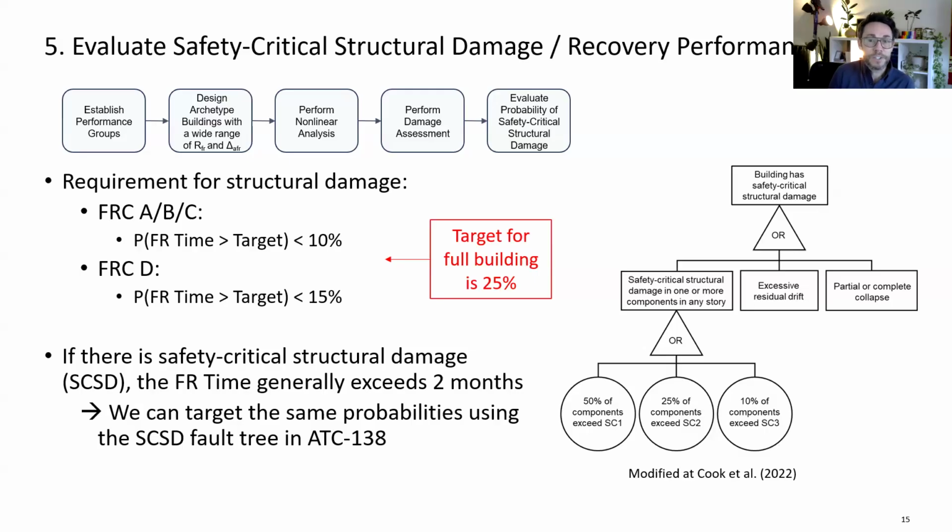You might be wondering why we're discussing functional recovery time, given that I've introduced this notion of safety critical structural damage, and this is really what we're actually evaluating, as you can see once again in the fault tree shown on the right. This is because during the development of Appendix A of the NEHRP provisions, we found that safety critical structural damage consistently leads to recovery times that exceed 2 months. As a result, we can use safety critical structural damage as a proxy for exceeding recovery times ranging anywhere from 0 days to 2 months, which is essentially the target for recovery categories A, B, and C, as I introduced earlier.